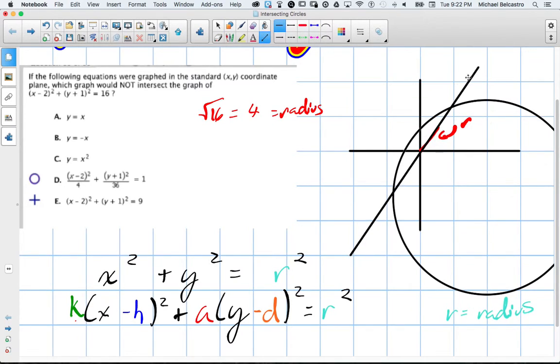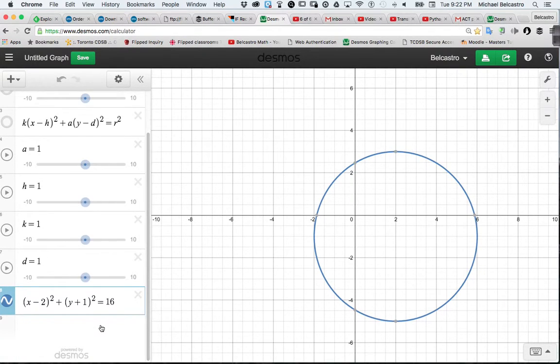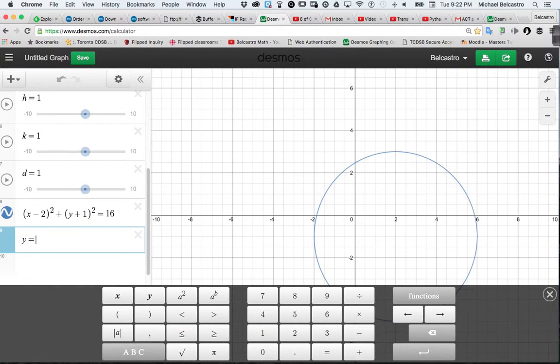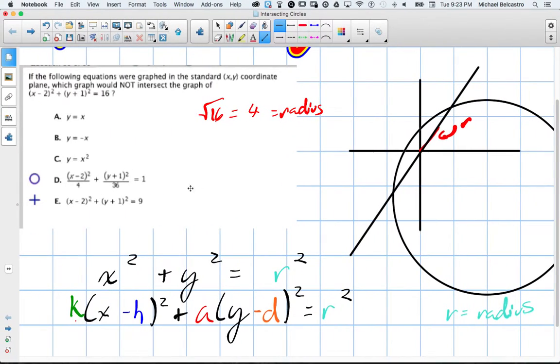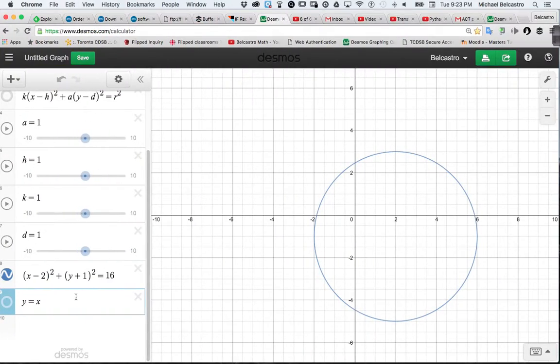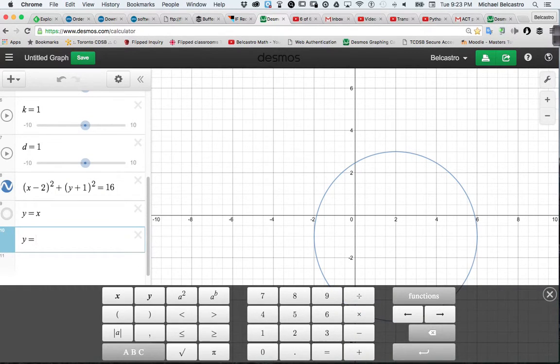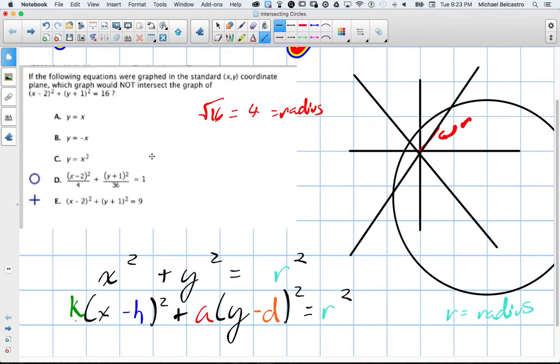So this clearly intersects, and we're going to draw it out so that you can see it. We have y equals x, clearly cuts through. That's not the equation, that does not cut through. Y equals -x is the same thing, just sloped the other way. We'll take a look at it. Y equals -x clearly cuts through that circle again. So that's not the equation we want.